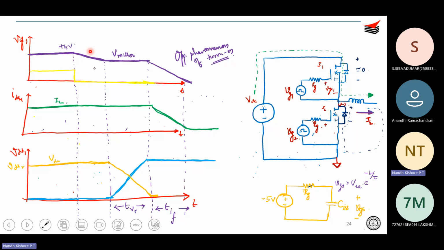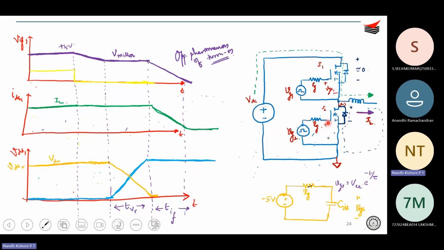That is why we encounter the Miller voltage first during turn off. It is the opposite phenomenon of turn on. First, there will be the Miller region. During the Miller region, what will happen? Initially, switch S1 was on, therefore there was no voltage across it, and switch S2 was off, therefore the entire VDC, the DC bus voltage, was appearing across S2.